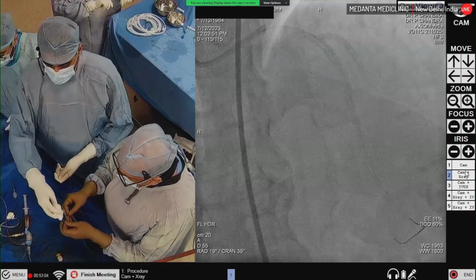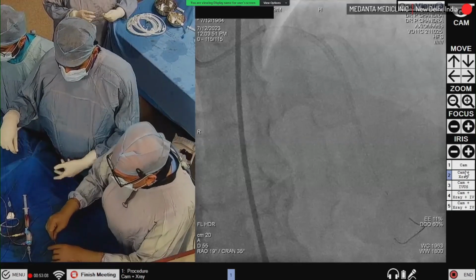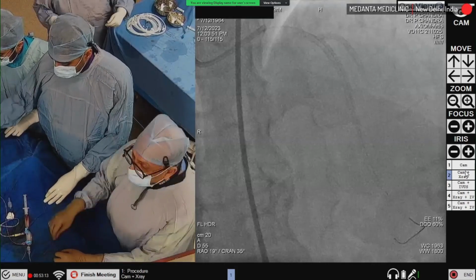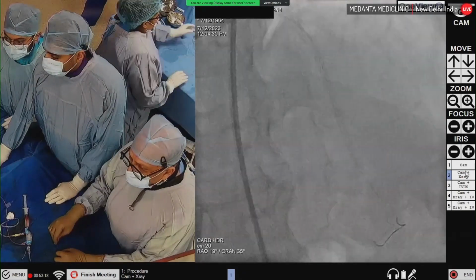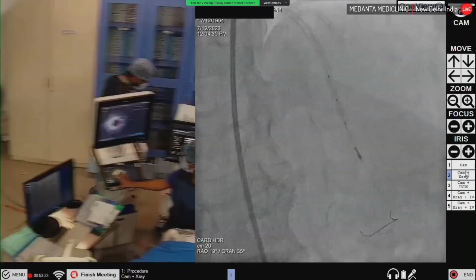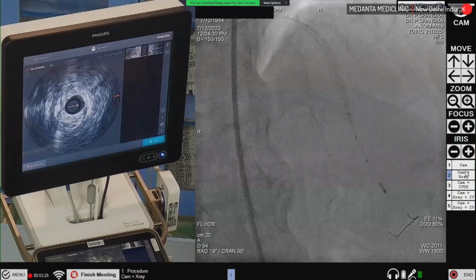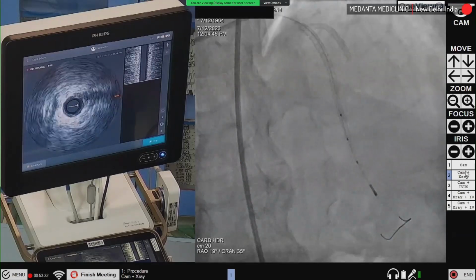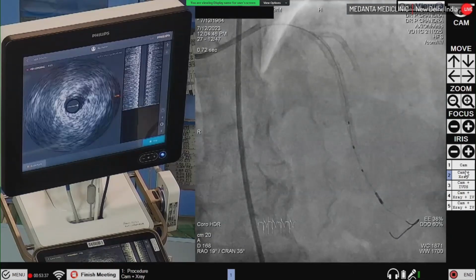Okay, so we are going to do an IVUS to this vessel and see how it looks. So it went easily. So this is the normal segment here, 2 millimeters. And also with this, we can measure it. So it is like what? 2.5. 2.5 might also do, or 3.0, whatever.